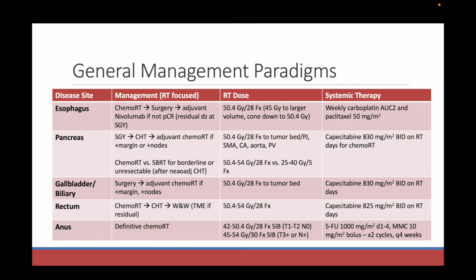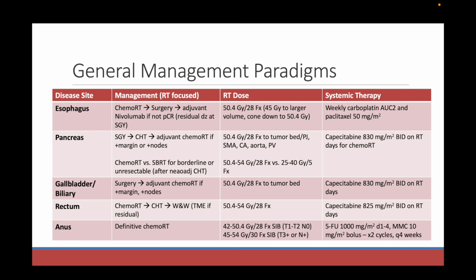So as far as the radiation dose for all of these different diseases, for GI, if you say 50.4 gray in 28 fractions, you're probably not going to be wrong, because if you look at this table, almost all of these have 50.4 gray in 28 fractions. Some things to kind of keep in mind. With esophagus, we usually do 45 gray to a larger volume with a more generous margin, and then we cone down to 50.4 to 54 gray to kind of a smaller margin around the tumor.